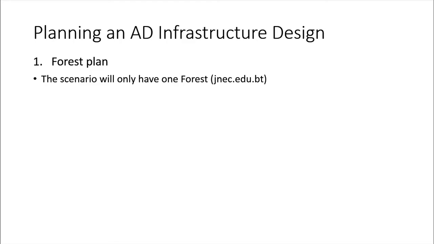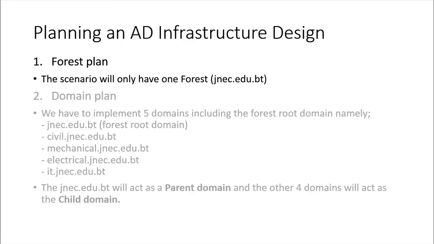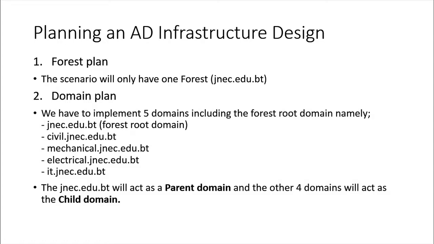While defining the forest root domain, we need to be careful because it is difficult to delete or rename the existing root domain. In this scenario, we have genetic.edu.bt as forest root domain. After defining the forest root domain, we need to identify the domain hierarchy and name the domains. Here we have genetic.edu.bt as forest root domain and civil, mechanical, electrical and IT as the child domains. The genetic.edu.bt will act as a parent domain and the other four domains will act as child domains.